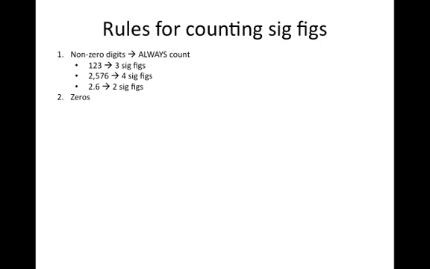Zeros count sometimes towards the number of sig figs. There are 3 different classes of zeros that we'll discuss. Leading zeros come before non-zero digits, and they never count towards the number of sig figs. 07 has only 1 sig fig because the 0 that precedes the 7 does not count towards the number of sig figs.